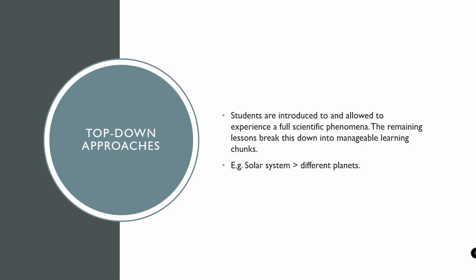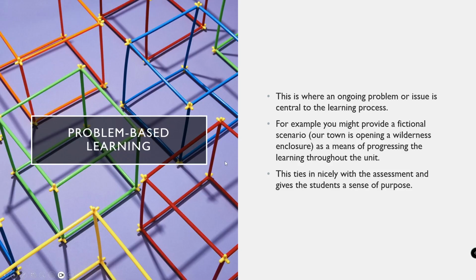An example might be we're looking at the solar system and different groups are going to look at different planets and we're going to report back. This doesn't suit everything, but there are advantages to this because it naturally taps into systems thinking and gives it a sense of complexity and exposes them to a full phenomenon, I should say.